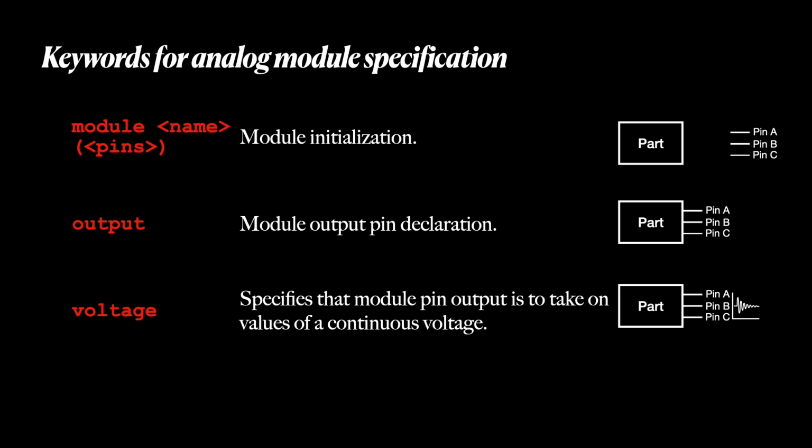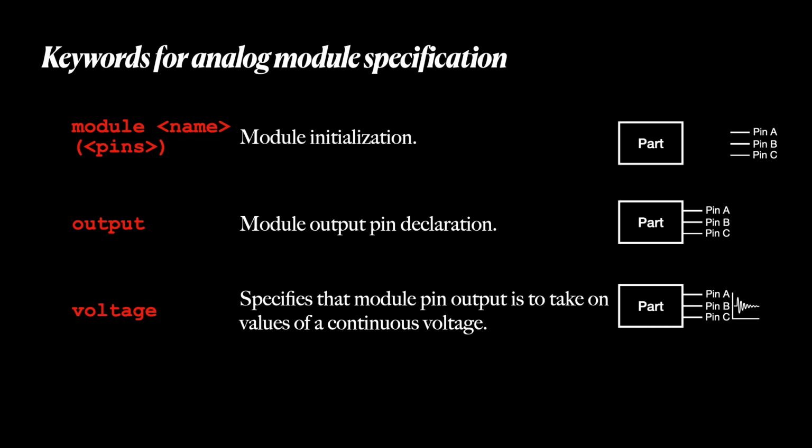First off, we'll be discussing some of the keywords for analog module specification. These include the module, output, and voltage keywords. The module keyword is what you'd use to initialize a module, which in this case will be the test bench. You specify the module name as well as the pins that it has. The pins are what the module uses to interface with other elements, so this would include both the input and output pins. However, at this stage, you don't necessarily have to specify which are input or output pins.